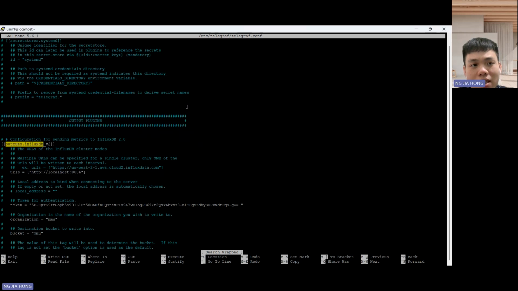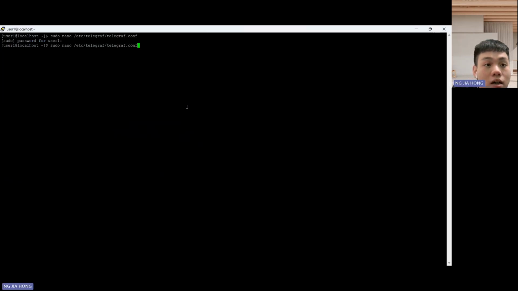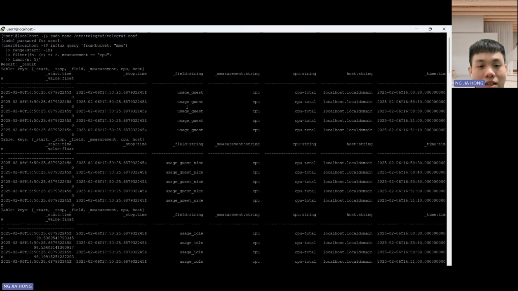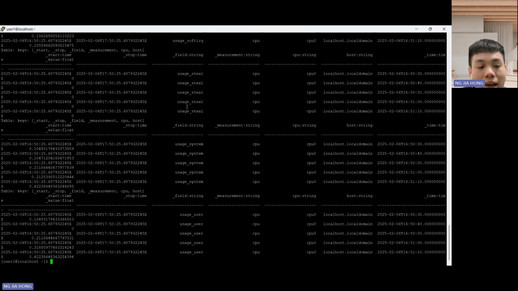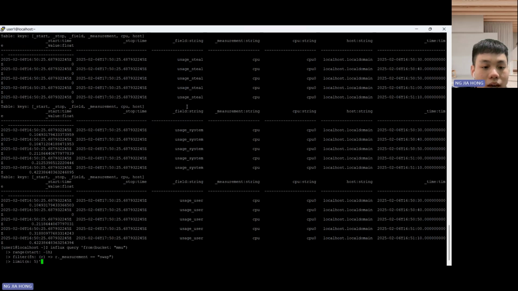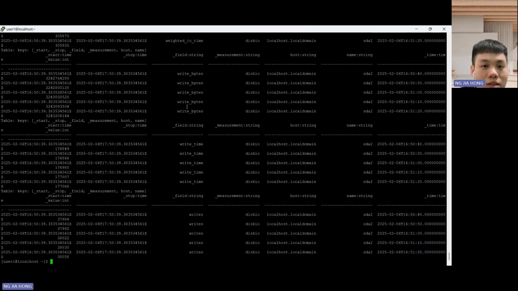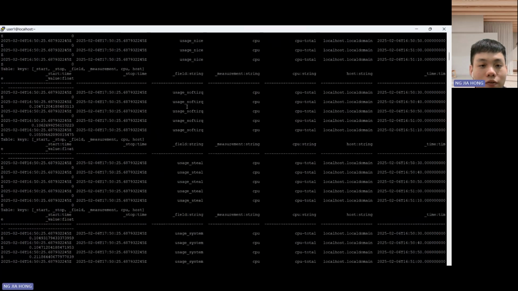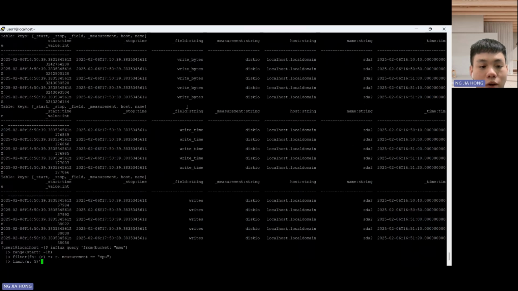So that's all for the configuration that I did in Telegraf, and now I will be showcasing the InfluxDB data. Okay, so let's exit this. The first metric will be the CPU. So this is all the data from the CPU metric. And next I will be showing the disk IO metric. So these are all the data, the read and write of the disk of the system.